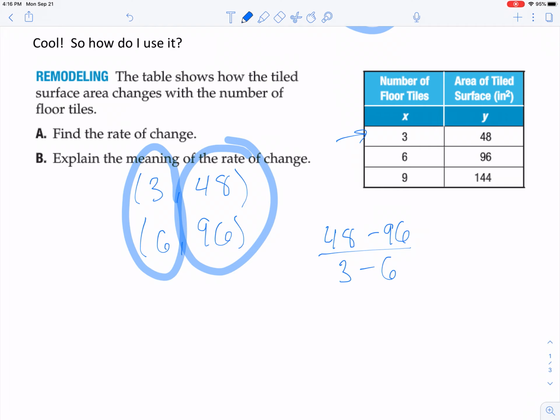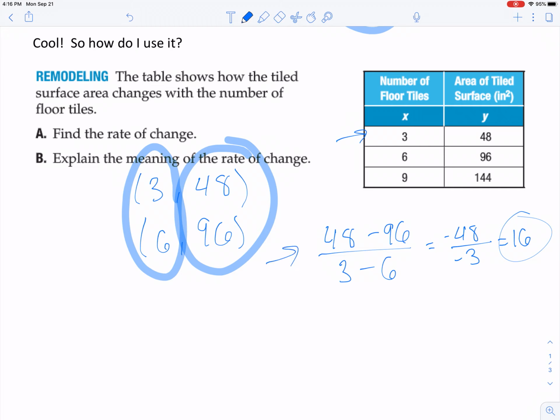Okay, so then I can simplify that. 48 minus 96 is going to be negative 48. And 3 minus 6 is going to be negative 3. And if I divide that, a negative divided by negative is going to make a positive 16. Use your calculator if you need to. So my rate of change, or my slope, is going to be 16.